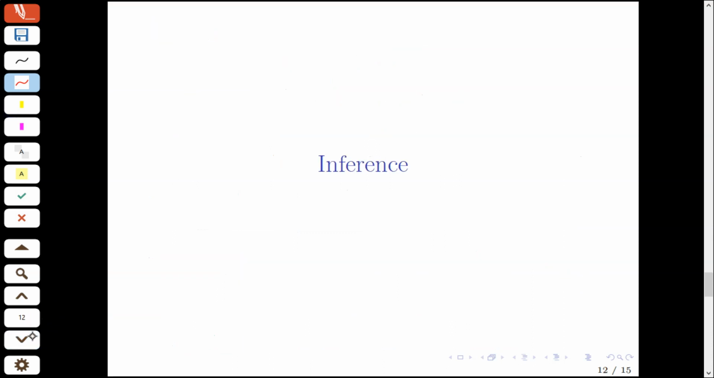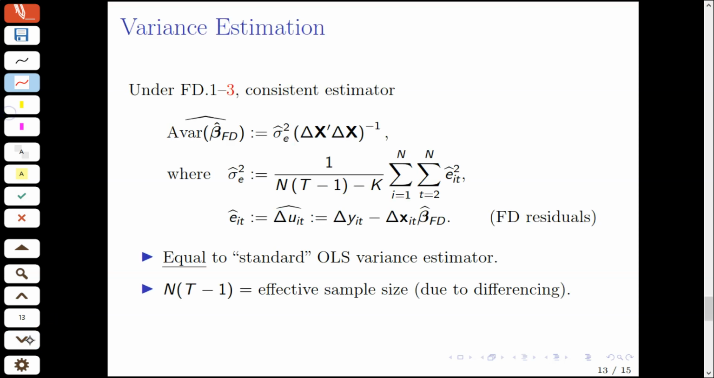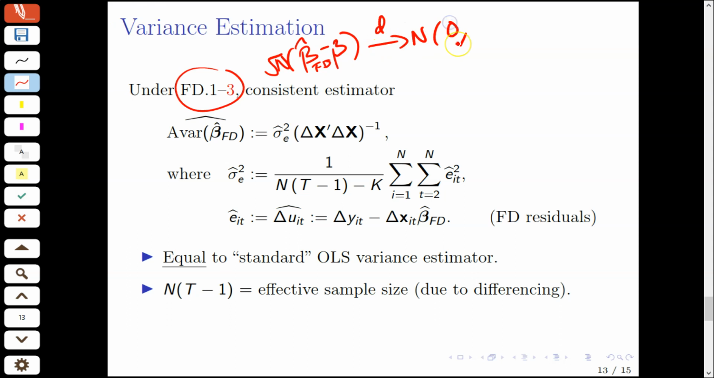We end this talk by discussing methods for consistently estimating the asymptotic variance, which would allow us to do inference, say using a Wald type of test. Now one may show that, as I already mentioned, under these three first difference assumptions, the difference between the FD estimator and the parameters that we're trying to estimate, when scaled by root n, converges in distribution to a normal distribution.